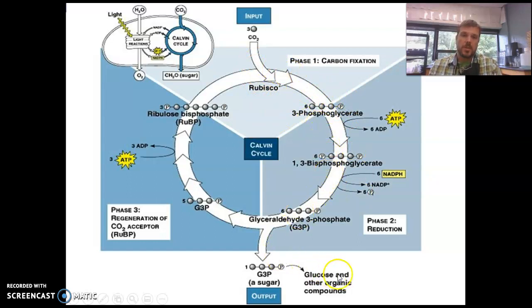Also important to note that glucose is one of the things that can be made by G3P, but also G3P is a pretty common precursor for all sorts of other things. So a common precursor for fatty acids, amino acids, all sorts of different things. So keep that in mind because it's important.